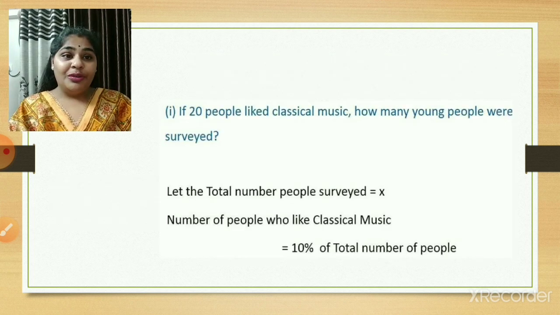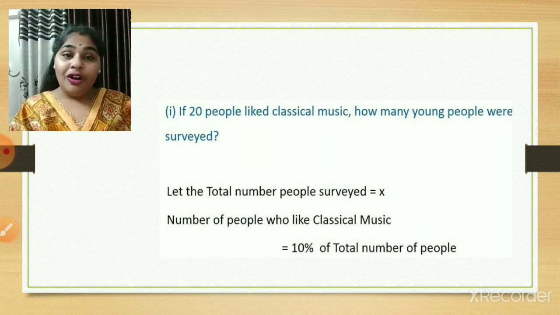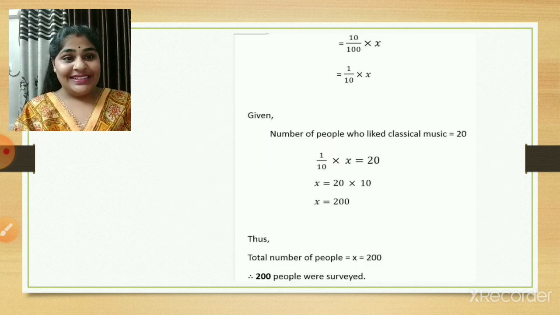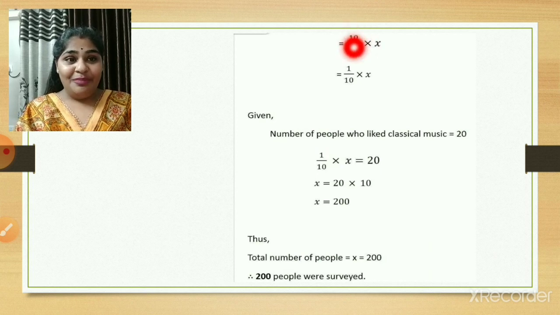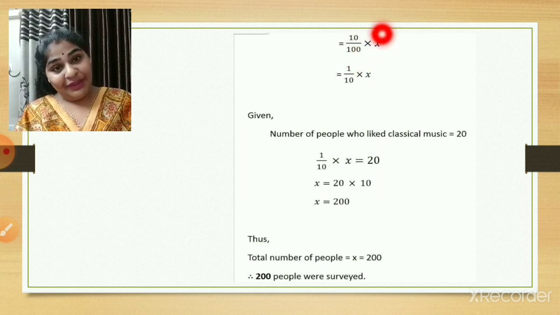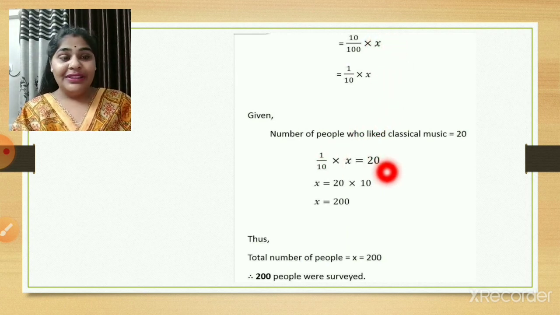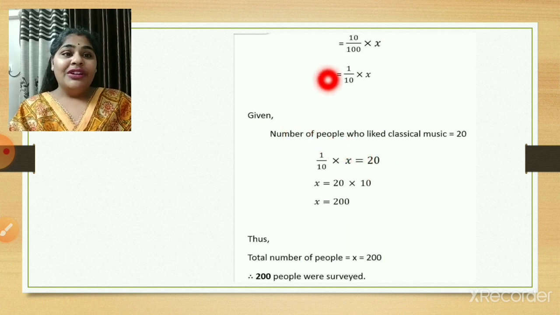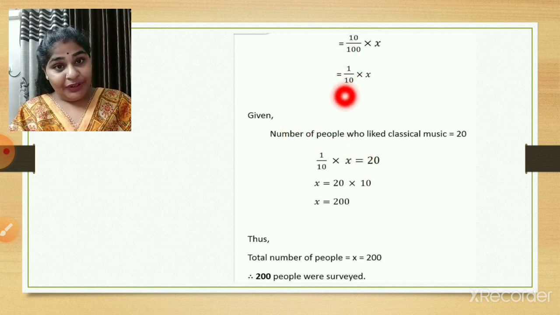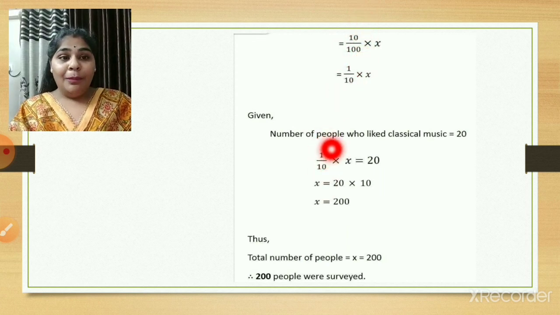10% of total. So how will it be written? 10 upon 100, that is 10% of x, means multiplied by x. So this is how you will write. 10% is nothing but 10 upon 100 multiplied by x, that is of total. And the total we don't know, so we are keeping it as x. And we know that it is equal to 20. That is, 20 people have already been given. So 10 upon 100 will be nothing but 1 upon 10. Zeros cancelled. So we get 1 upon 10 multiplied by x is equal to 20.